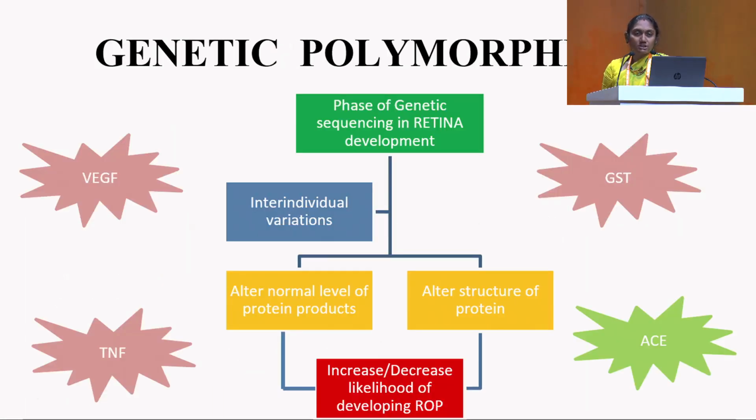So the genetic polymorphisms that occur in ROP, which are the root cause for ROP, are the background. And what happens in the genetic sequencing? There occurs inter-individual variation that leads to alteration of the proteins in the genes as well as the level of the protein products. That leads to the formation of ROP in progression or regression.